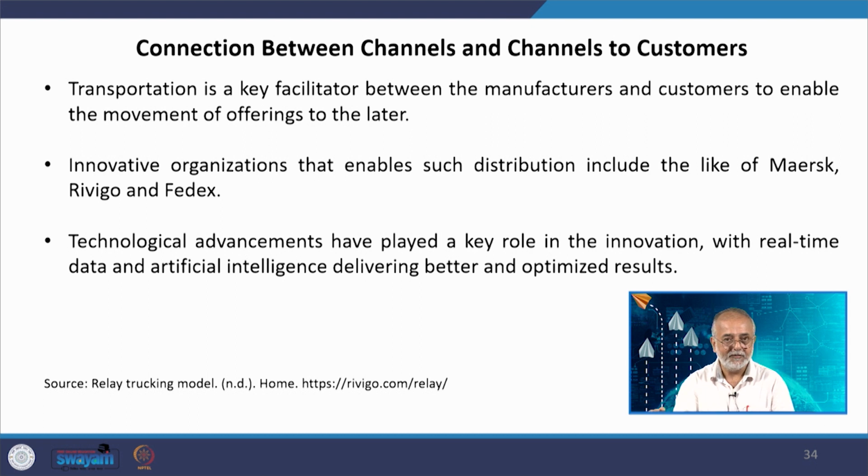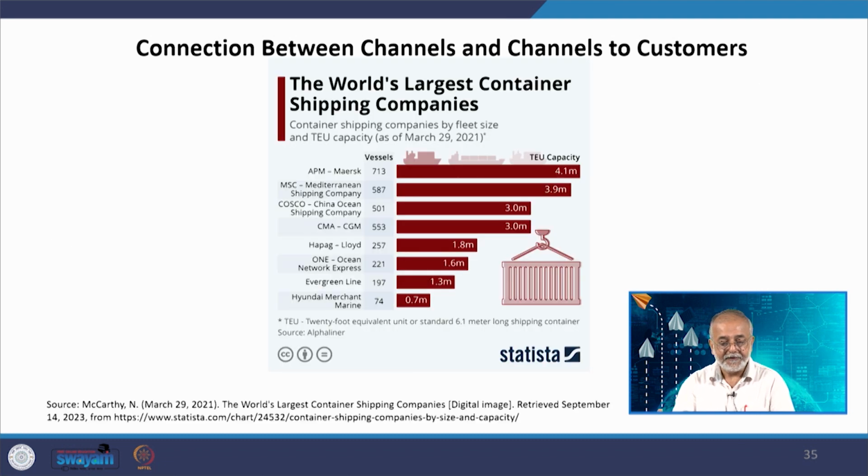Transportation is a key. I have been talking about that, and I talked about Federal Express. There are companies like Rivigo which innovated, and I have talked about this organization before as well, and technological advancements have played a key role in the innovation, with real time data and artificial intelligence delivering better and optimized results. World's largest container shipping companies, APM, Maersk, I have talked about Maersk just now in preceding examples, and this slide would exemplify several kinds of things.